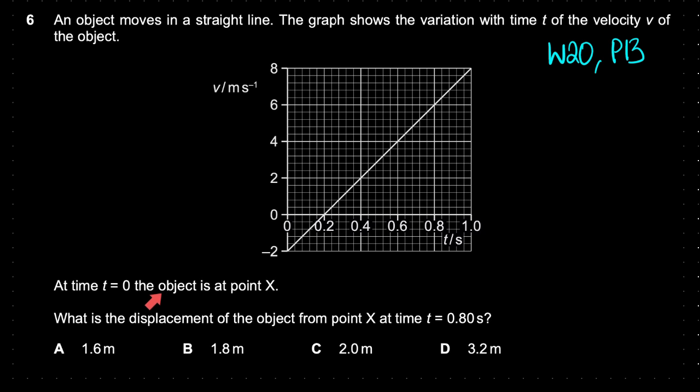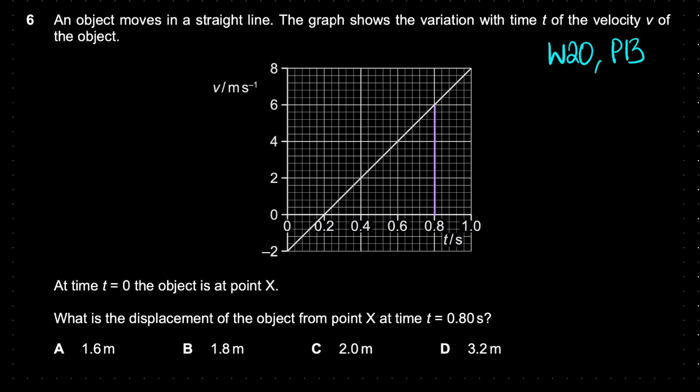At time t equals 0, the object is at point x. So this is where it started from. What is the displacement of the object from point x at time t equals 0.8 seconds? So what is being asked here is, what is the displacement at this time?